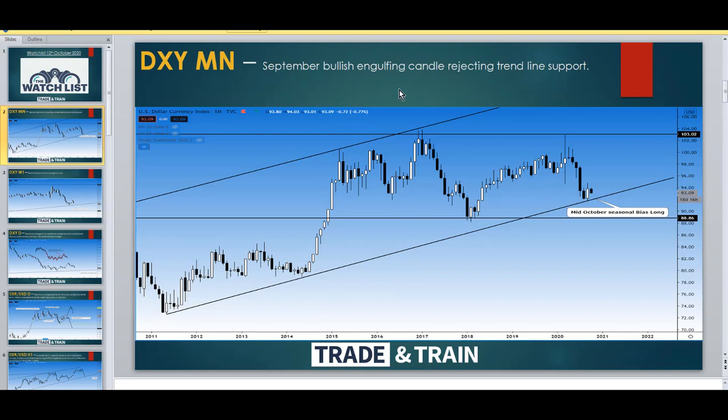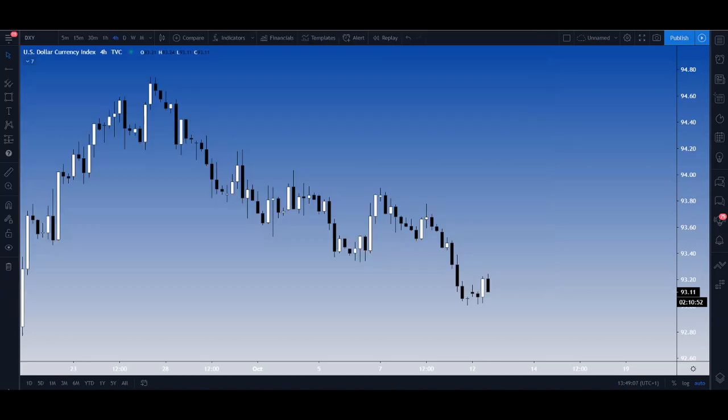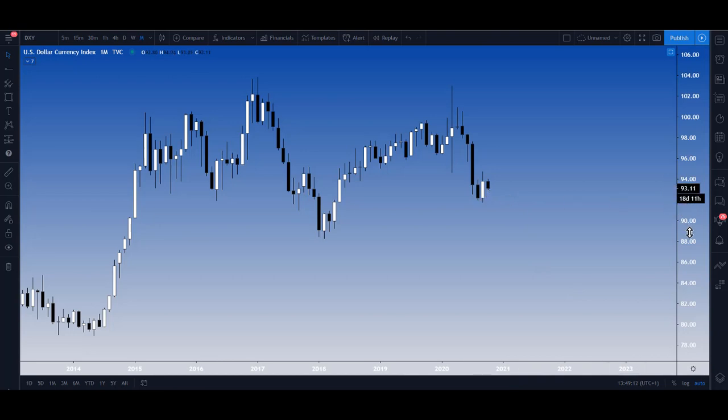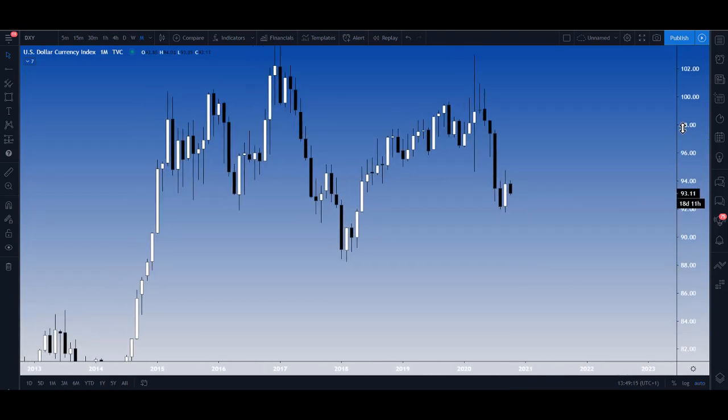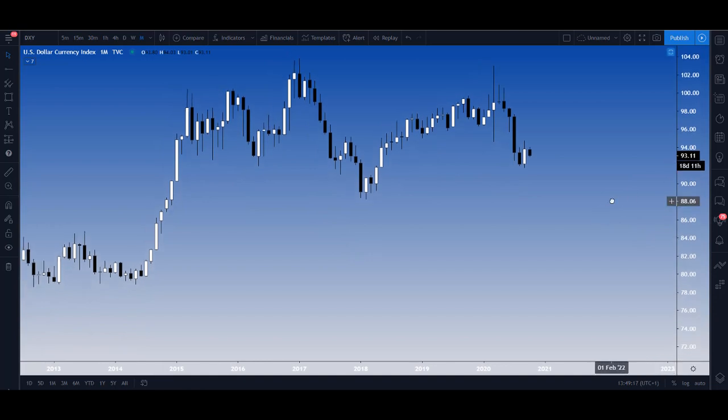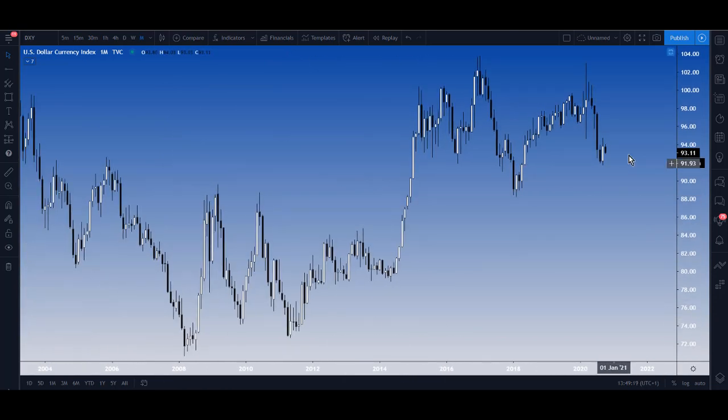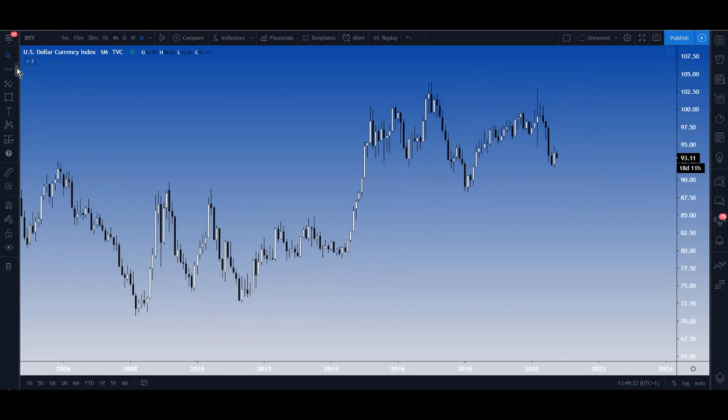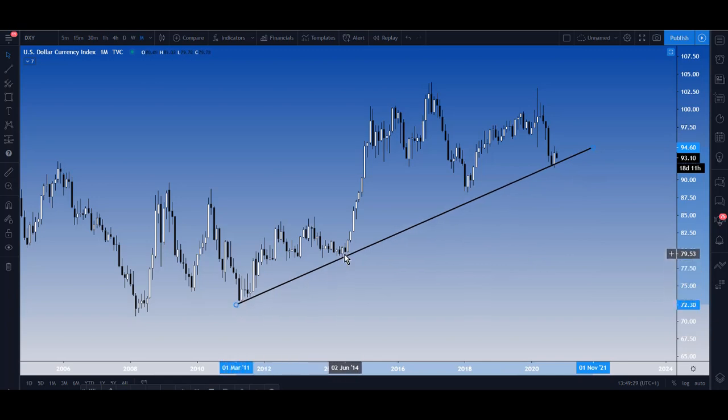So we are bullish the dollar. September bullish engulfing candle here, as you can see, rejecting trend line support. So let's just go to the dollar index chart on the monthly. This is the engulfing buy bar which we talk about in the watch list. Let's just zoom out a little bit. You can actually see a trend line here. If we connect from here, we touch there, we bounce here, and that's where we get our engulfing bar.